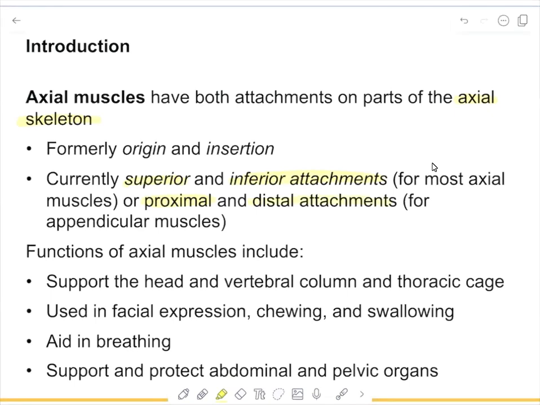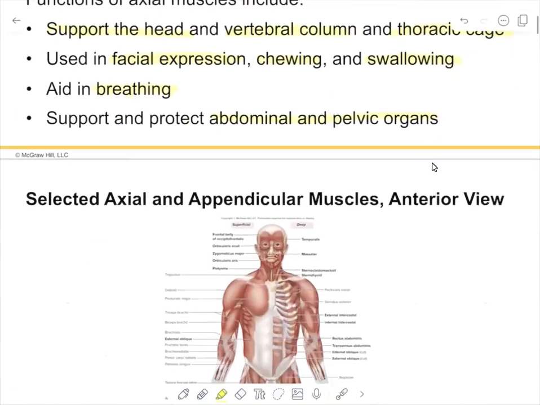The functions of axial muscles are going to include functions that would help to support the head, the vertebral column, and the thoracic cage. They're muscles that are used in facial expression, chewing, and swallowing. They aid in breathing, so muscles like the diaphragm muscle. They also support and protect the abdominal and pelvic organs.